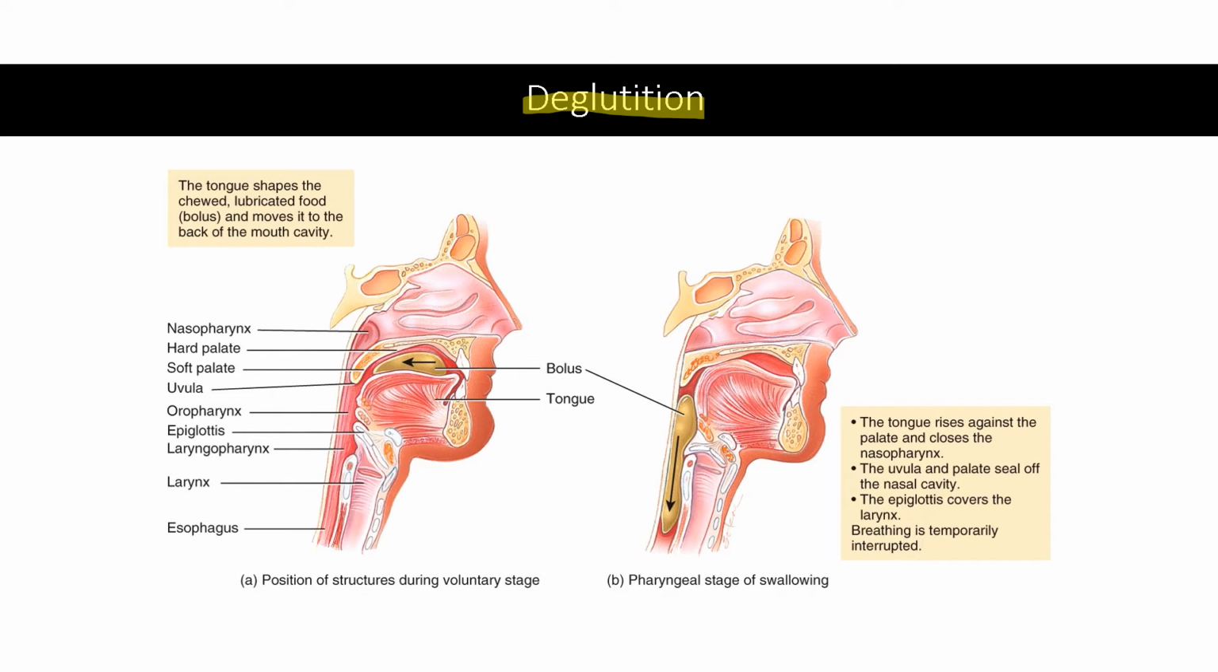Now, there are three stages to deglutition. These are the voluntary stage, the pharyngeal stage, and then the esophageal stage.